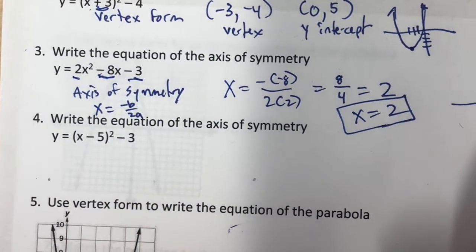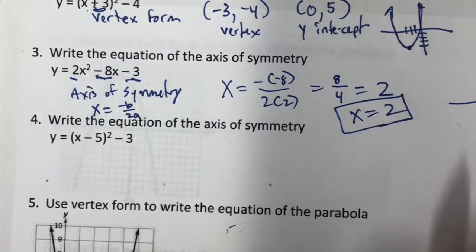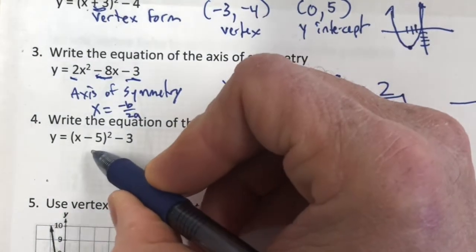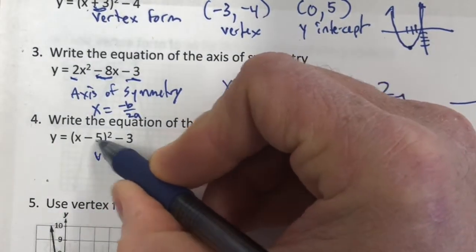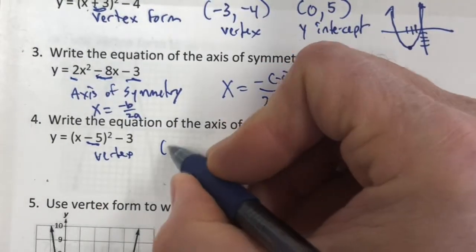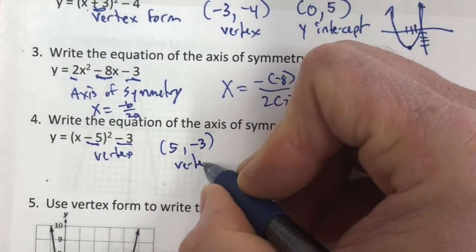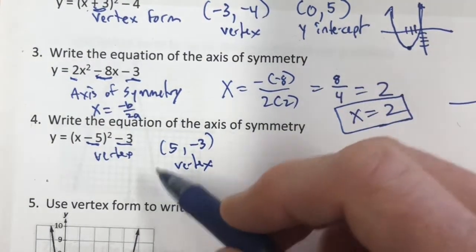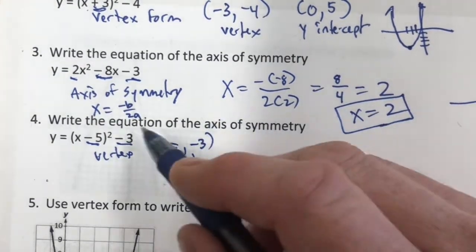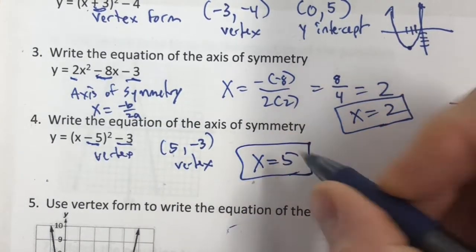Okay. Number 4, write the equation of the axis of symmetry here. All right. Well, if you find the vertex, it's the opposite of this, like we did just a minute ago in number 2. So it's going to be positive 5, and then right there, negative 3. This is my vertex. Well, the vertex is on the axis of symmetry. So right here's my x value, 5. x equals 5 is my axis of symmetry.